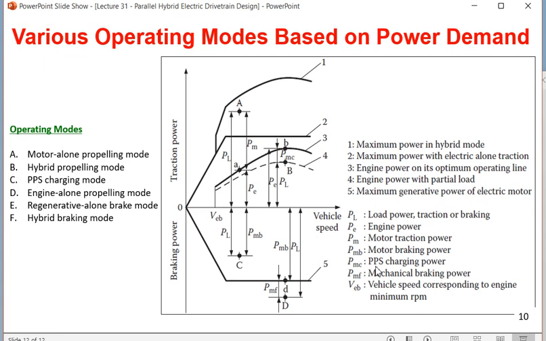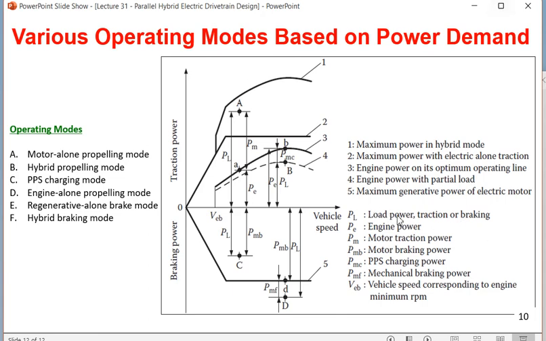There are 7 parameters. PL is the load power, that means how much power is expected from both the sources to run the vehicle. That is actually called as a load power, traction or braking. Now from where it is coming, we don't know whether it is coming from only primary or only secondary or together from primary and secondary, that we don't know.